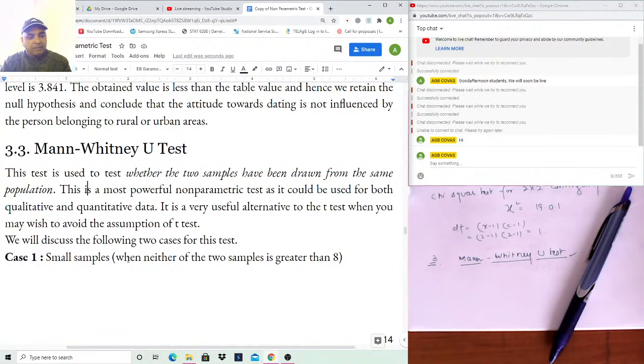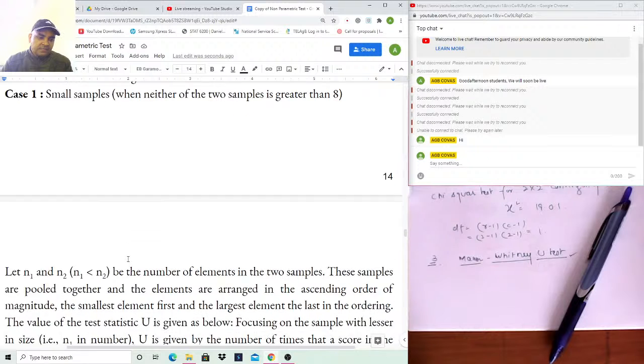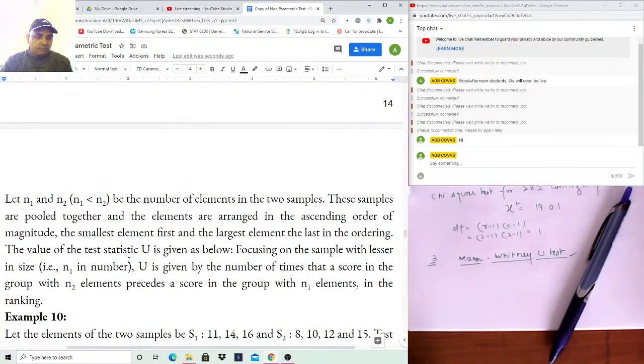So there will be two cases when we apply this test. Say, for example, we have small samples, when neither of the two samples is greater than 8. That is, we have two samples and their numbers of observations are less than 8, right? So we will apply this test. Let N1 and N2 be the numbers of elements in the two samples, where N1 is always less than N2. These samples are pooled together and the elements are arranged in ascending order of magnitude, the smallest element first and the largest element last.